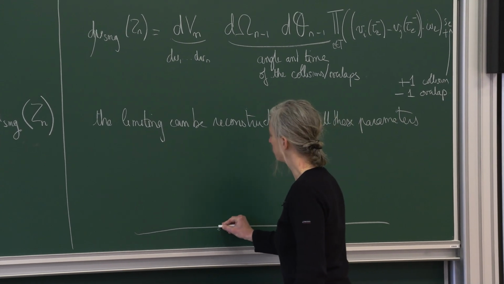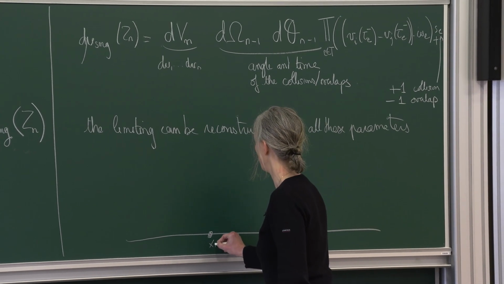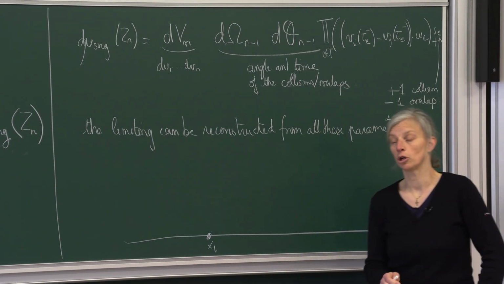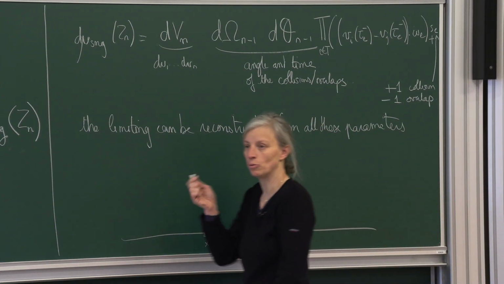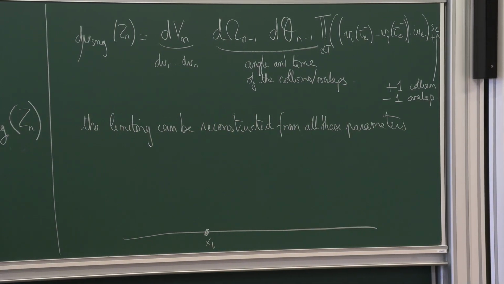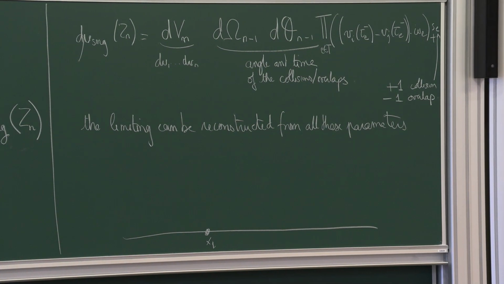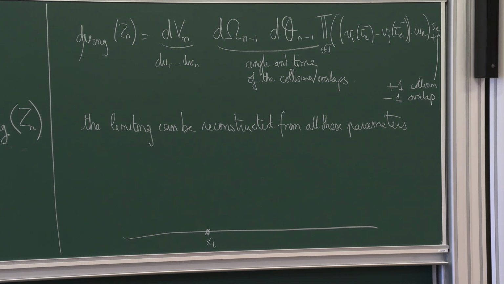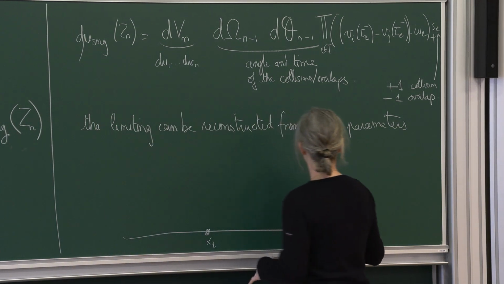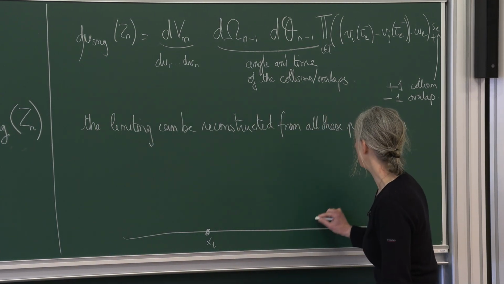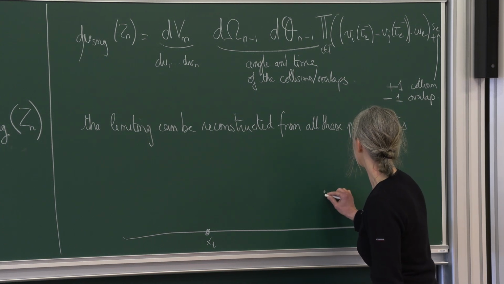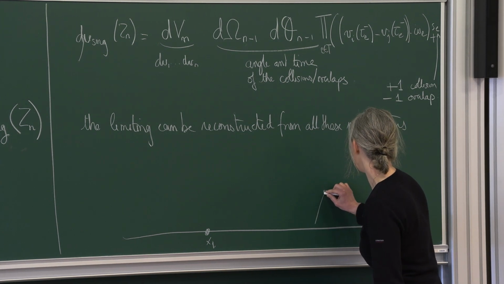Okay, so at time 0, what you know is the position of x1, or the position of any particle. One position, maybe the position of the center of gravity or whatever you want. Then you know the first collision, so maybe the collision between I and J, okay?